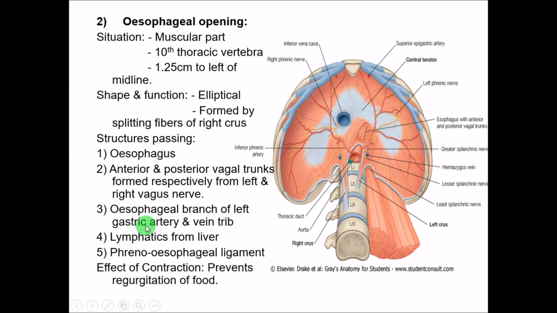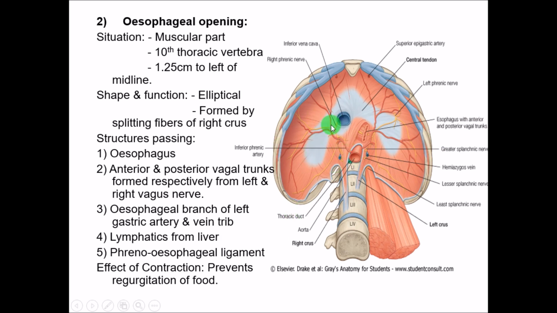Then along with this, the esophageal branch of the left gastric artery and venous tributaries also pass through. The esophageal branch of the left gastric artery enters through this opening and supplies the lower part of the esophagus. Along with that, the venous tributaries also pass. Then the lymphatics from the liver.